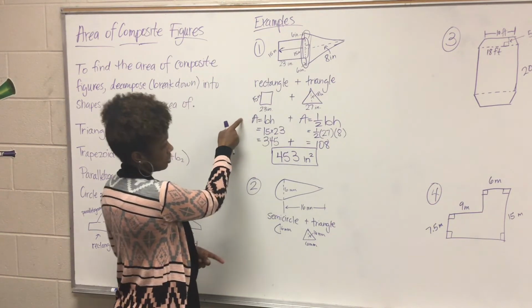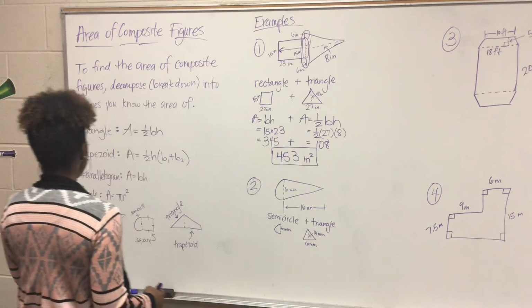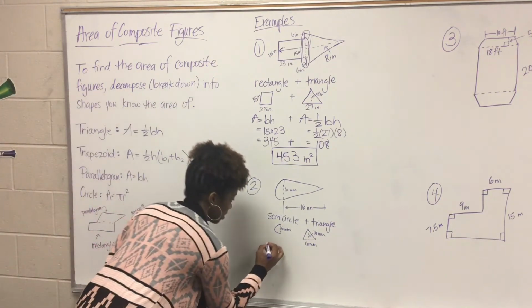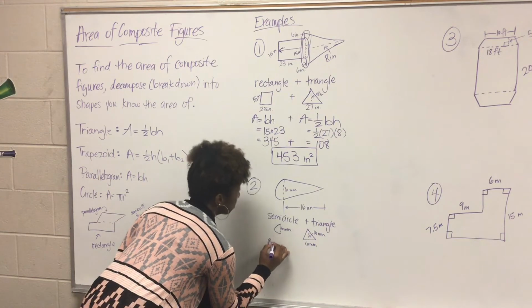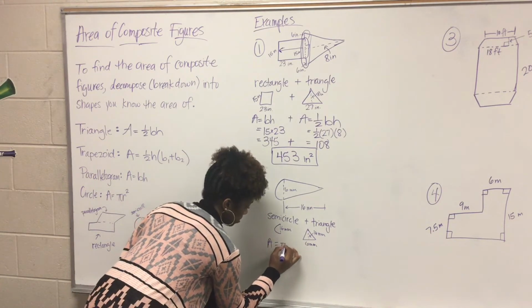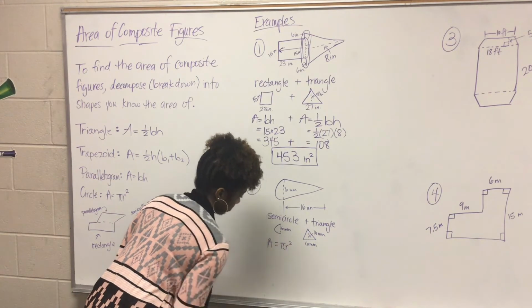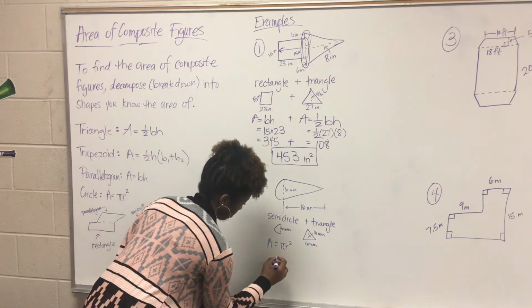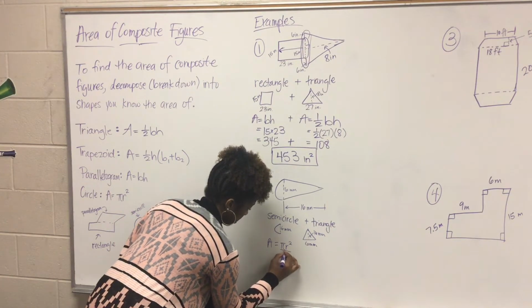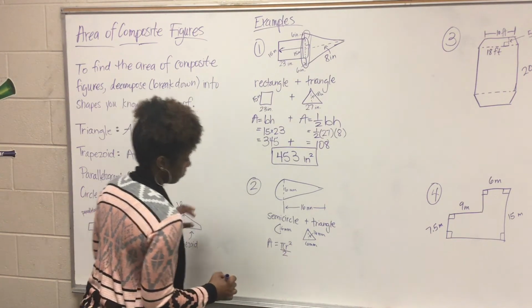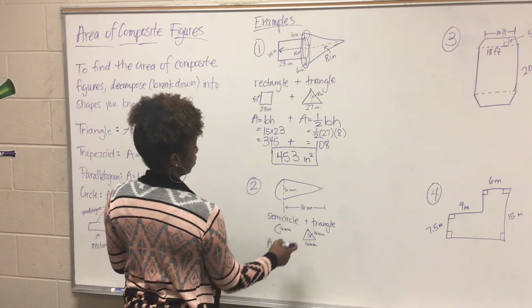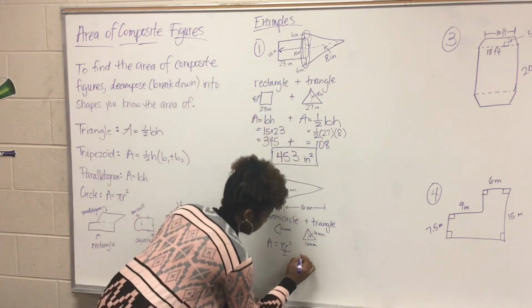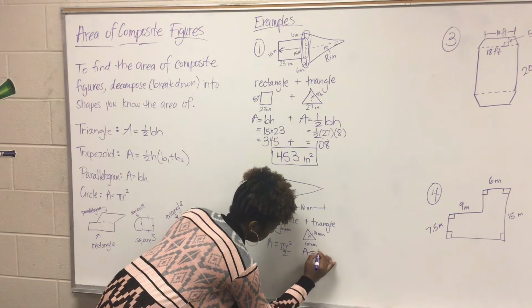Now the next step is to write the formula. So we have a semicircle. So that area equals pi r squared. And then we know we have to divide it by 2. Triangle. Area equals 1/2 base times height.